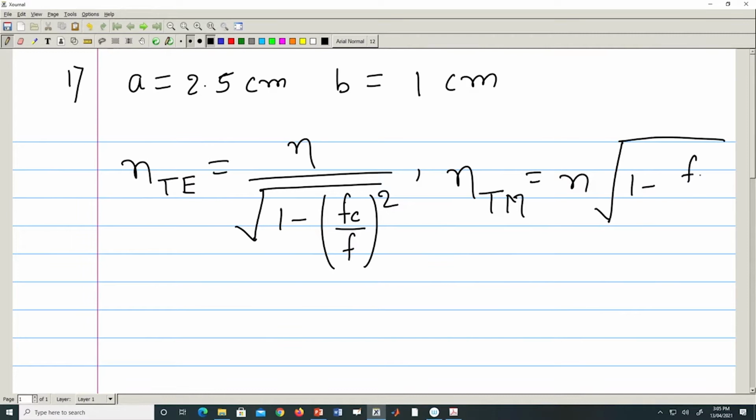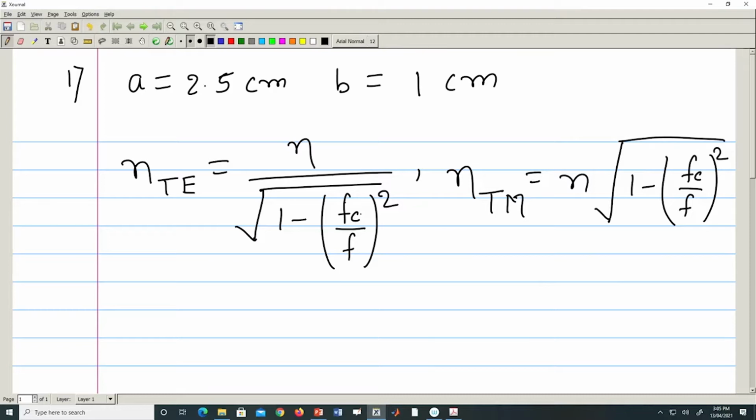So, here we need fc, the cutoff frequency. We know the cutoff frequency for each mode is different. So, for each mode the cutoff frequency will be different, and according to that we can see that eta TE depends on eta, as it is an air-filled waveguide. The fc cutoff frequency is different for different modes, and it also depends on the operating frequency f. So, first we can calculate for the TE10 mode.